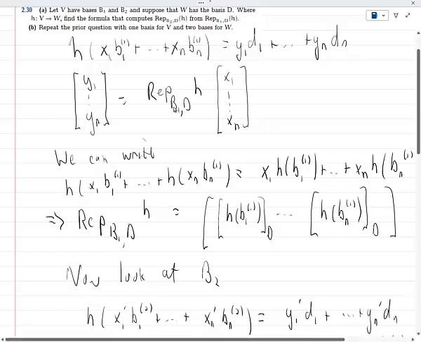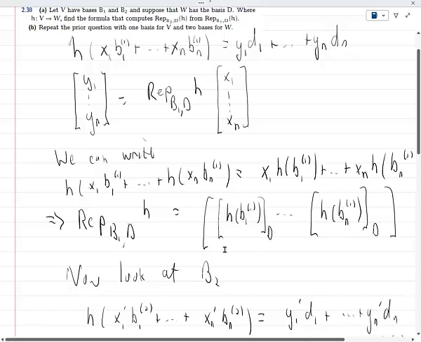So in fact, this matrix rep B1D of H is equal to the matrix consisting of these columns, where H(B1) with respect to D is the representation of H of B1 with respect to the basis D. Because this H(B1) we want to identify with the vector in the codomain that B1 goes to, and we want to represent that in terms of the basis D. Okay, so this is how we can understand rep BD of H. The column vectors are H of the basis vectors B1 expressed in terms of the basis D.